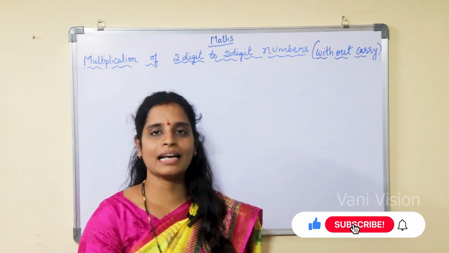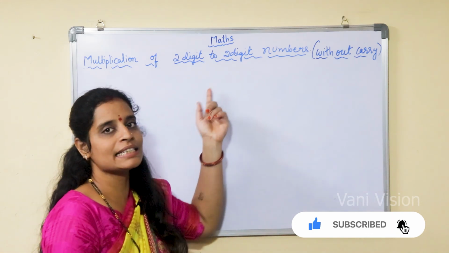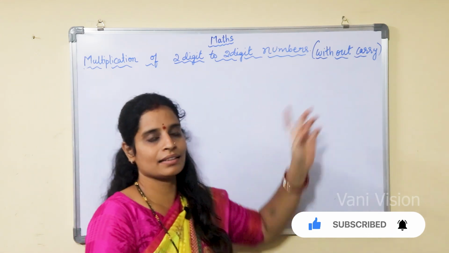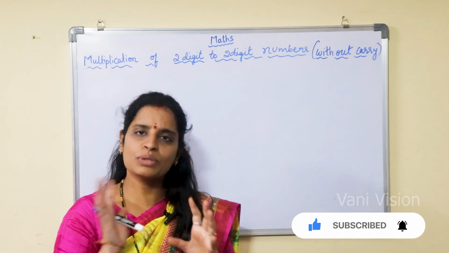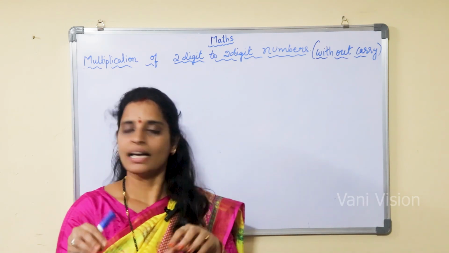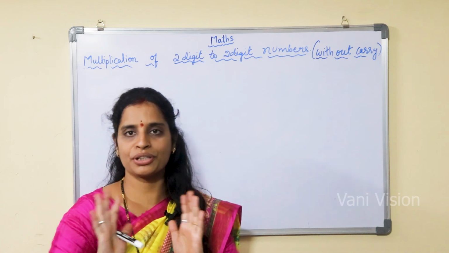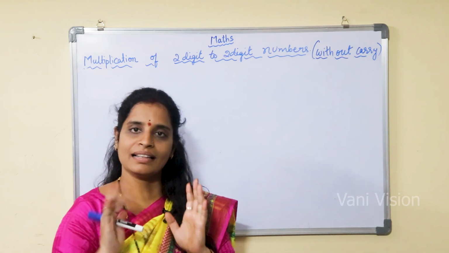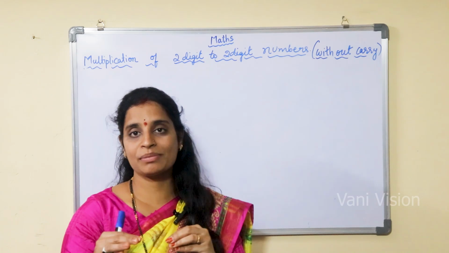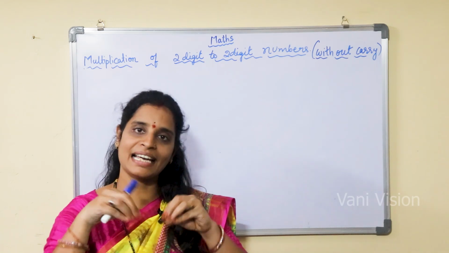Today we are going to learn about multiplication of 2-digit to 2-digit numbers without carry. That means we are going to take small, 2-digit numbers only. There will be no carry in it. We are not going to consider any carry in those numbers, okay? The numbers are not going to get any carry in them, okay?